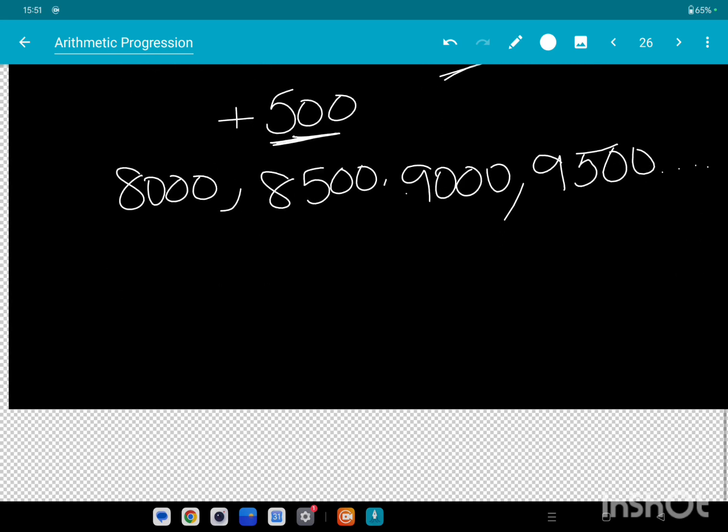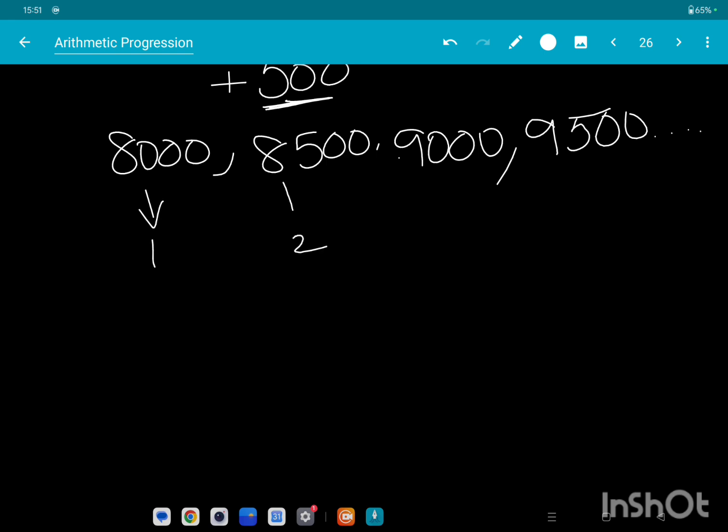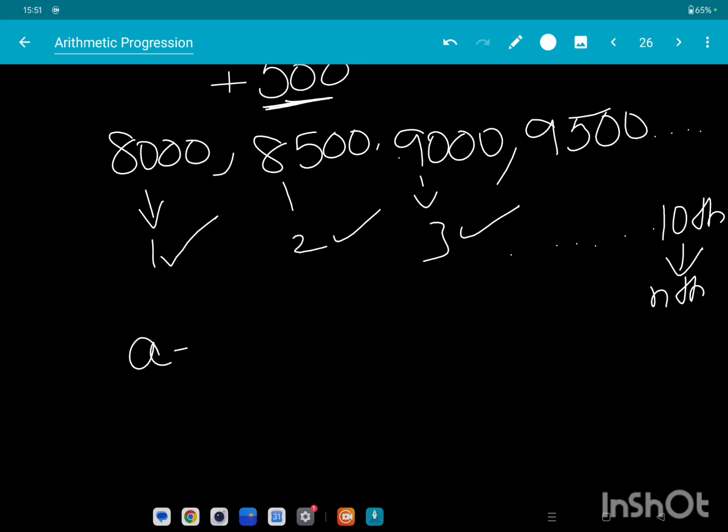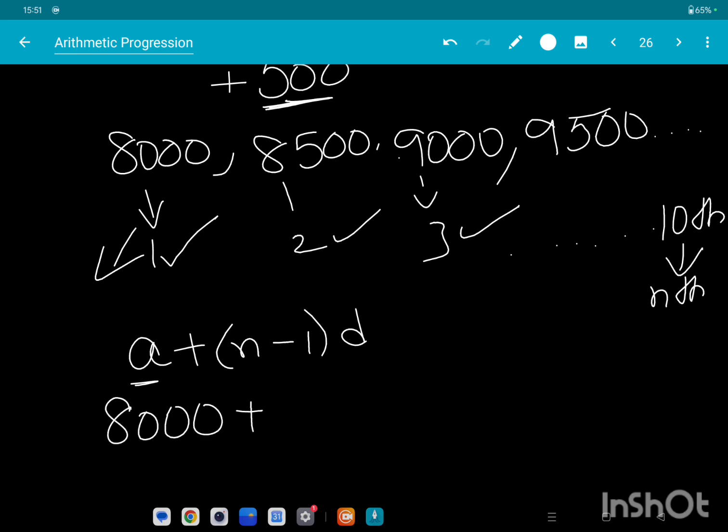How can we use it? So this is the first term, second term, third term. Now I want after 10 years. So this is first year, second year, and third year, and so on. I want the 10th year, which means I want the nth term. So I can use the formula here: a plus n minus 1 into d. What is the a value? This is the first term, right? So this is the a value, 8,000, plus n means what?